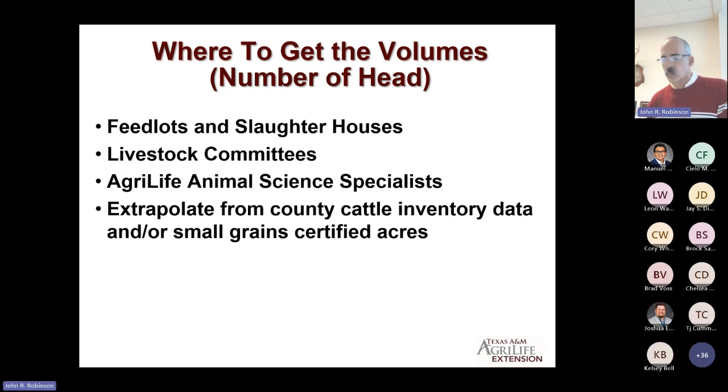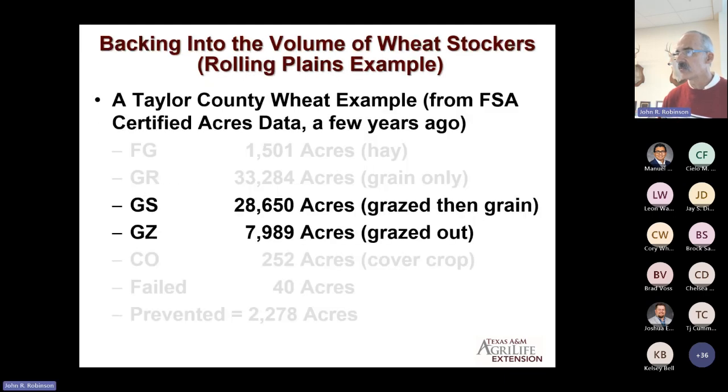All right. What about other sources of livestock in your county? Where do you get estimates of the number of cattle, the number of mama cows, the number of goats, the number of chicken houses? Where do you get that from? You get them from the processors. You get them from your livestock committee, large ranchers, large producers, animal science experts, and one other source of data, and that's the cattle inventory stuff.